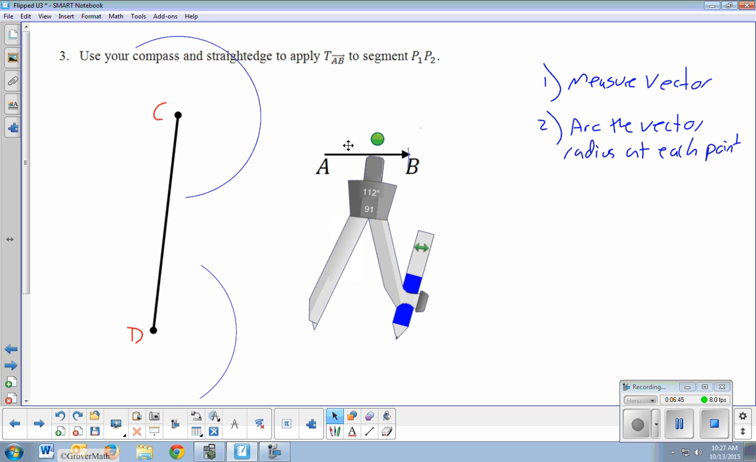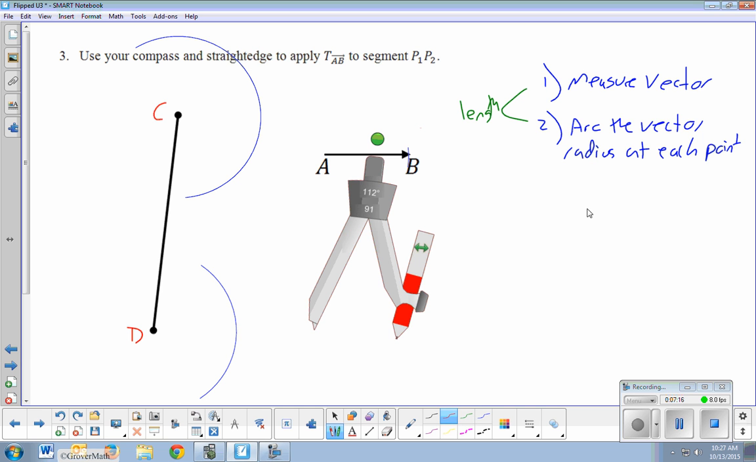Now I want to know that length. I got that part set, but now I have to figure out the direction side, because remember, a vector is length and direction. We just took care of the length side of it. But I need to know where on this arc point C goes. Where on the arc does point D go? I can't just say it's probably over here, which is true, but I need the construction to show me. All right, so this is how you do the length side of it.